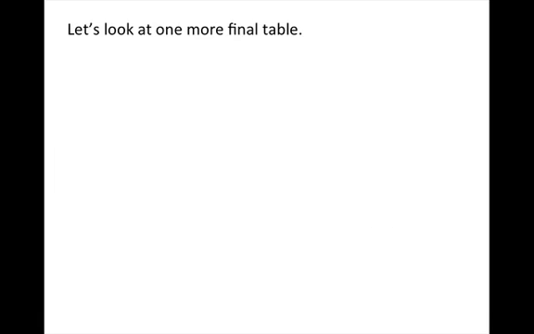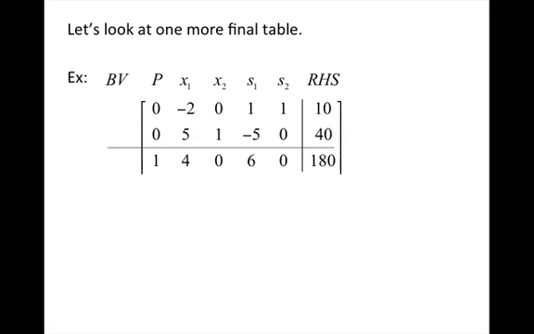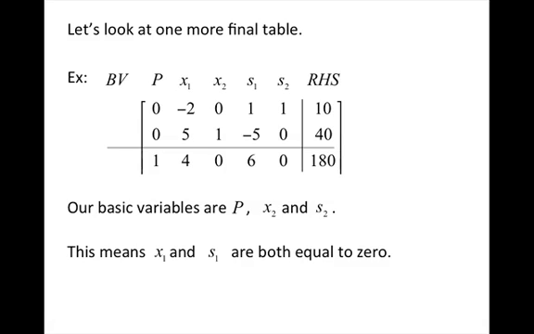Well, let's look at one more final table. We're going to take this table and label our basic variables and then label the solutions. Well, look for your columns with zeros and ones. My columns with 0 and 1s are under the P, the x sub 2, and the s sub 2. So this means that x sub 1 and s sub 1 are not basic variables, so they both equal 0.